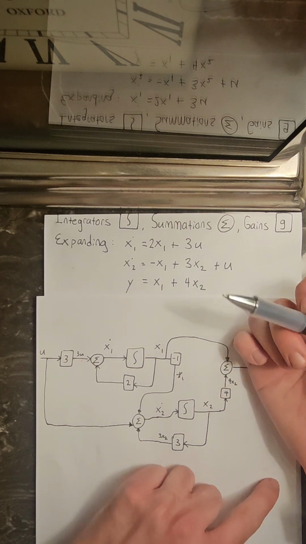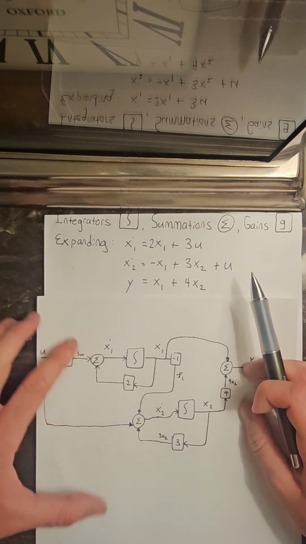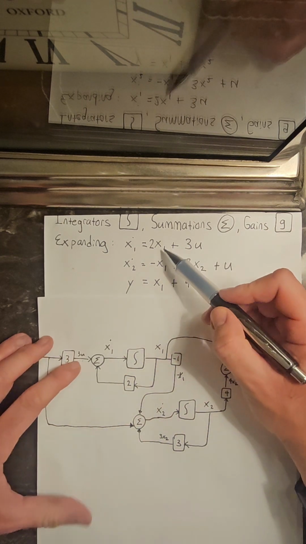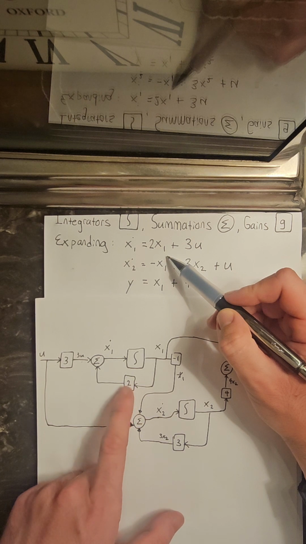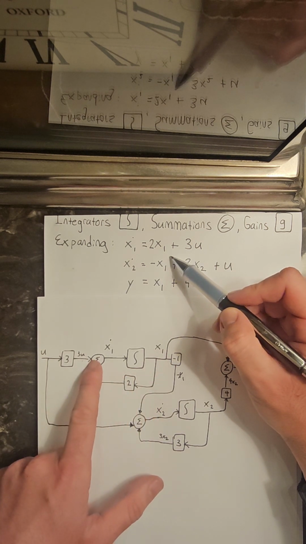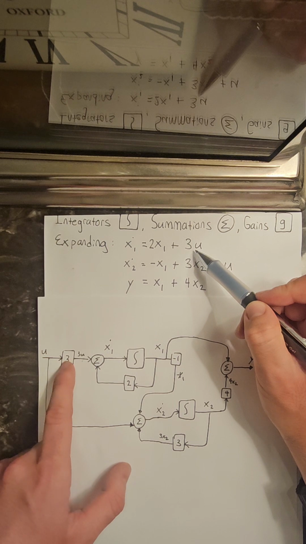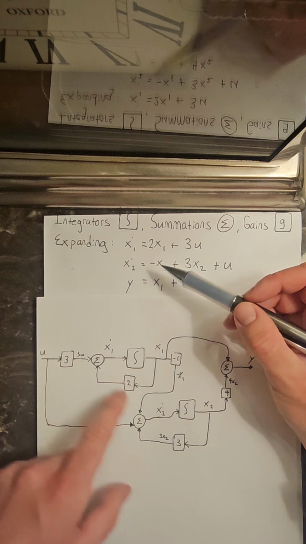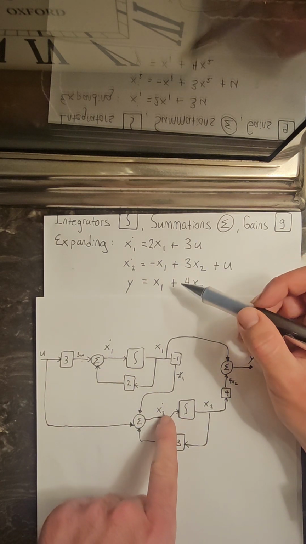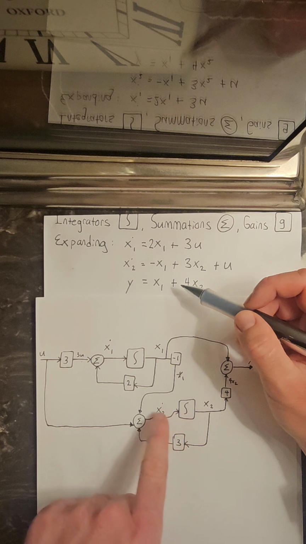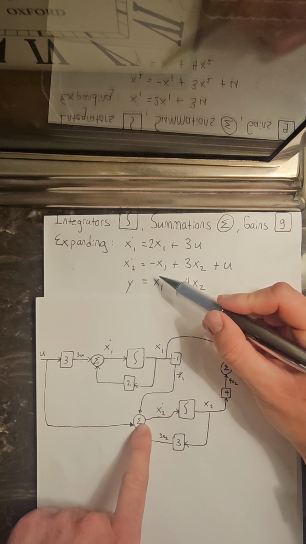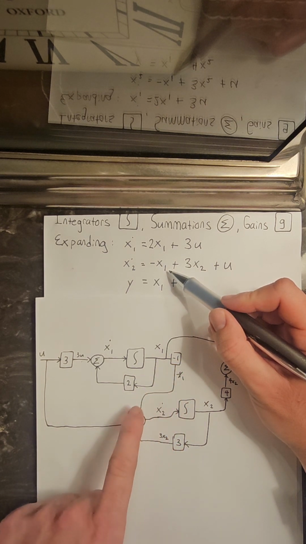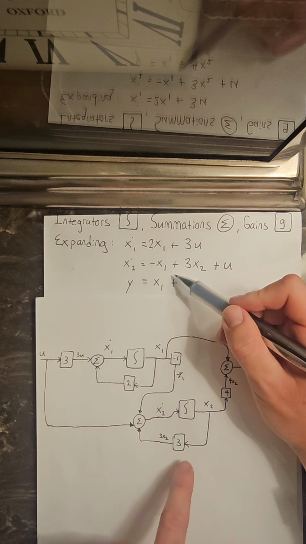Everything makes sense. So let's go over it one more time so you can translate it correctly. x1 dot right here is equal to 2 times x1. So x1 times 2 gets fed into the sum, plus u times 3, and that's our first equation. Then we have x2 dot, which is the output of some sort of sum, which is negative 1 times x1. So we have negative 1 times x1 being fed into the sum, plus 3 times x2.